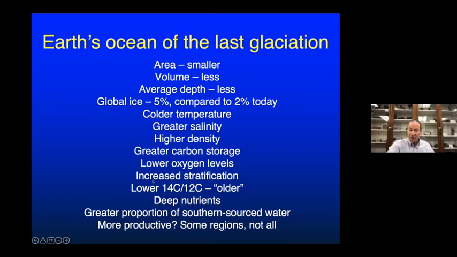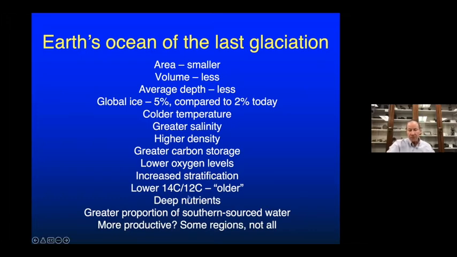And part of why those two things were true about carbon and oxygen is that the ocean was more stratified. The deep ocean was denser and the surface ocean was not as dense. The carbon-14 ratio suggests that the water was older. And by older, as oceanographers, we mean the water had spent more time since it had last seen the atmosphere.